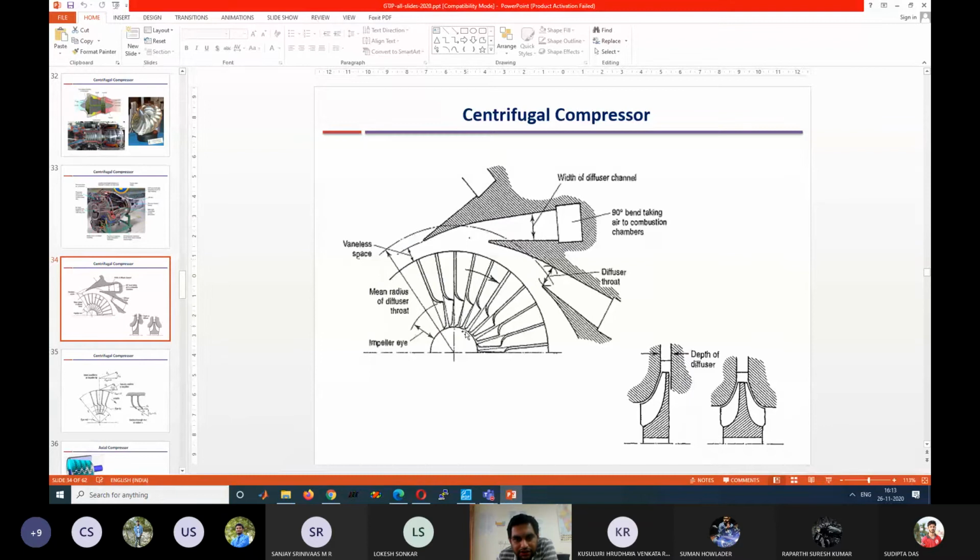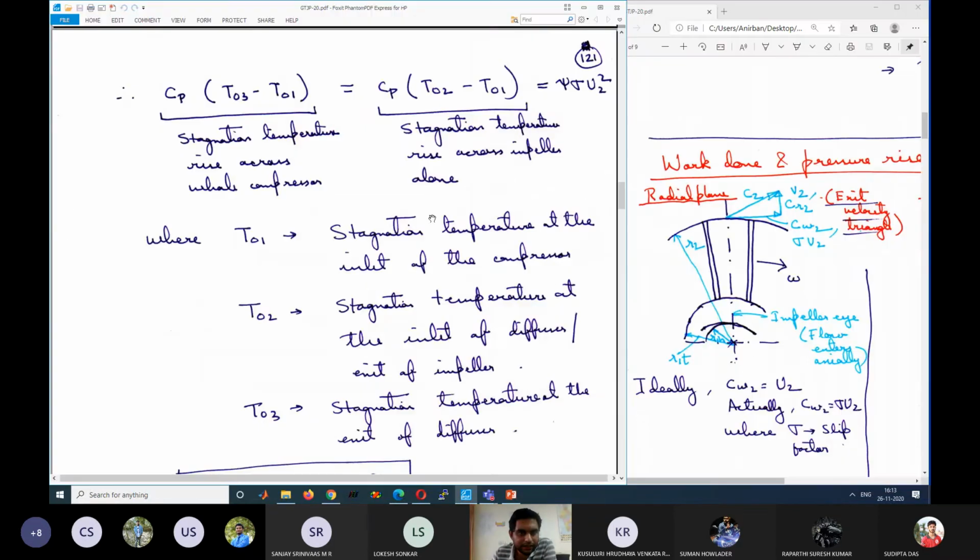So T01 is here, T02 is here, and T03 is here. There is no difference between T02 and T03 because stagnation temperature remains the same, stagnation enthalpy remains the same, as there is no work output or heat input. Although there are frictional losses, they do not change the stagnation temperature, they only change the stagnation pressure.